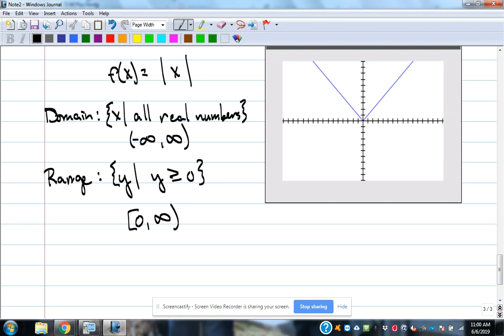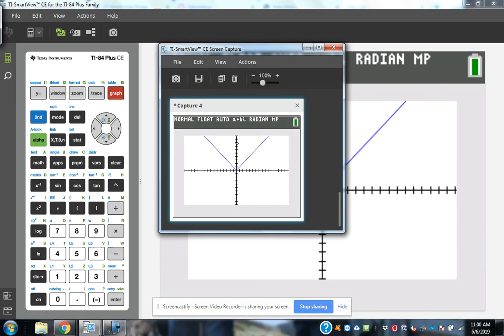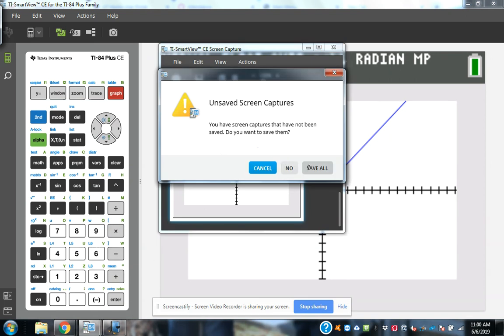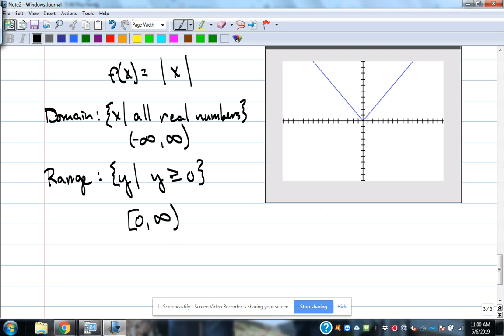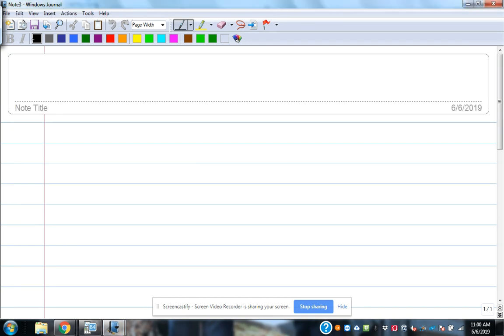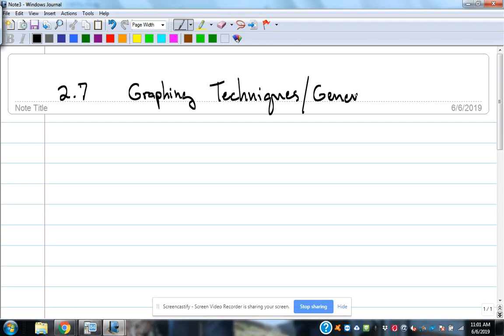Let us move on to 2.7, which is a little bit more of a theory type thing, but it's pretty easy to do. All right, so we're going to talk about graphing techniques, and we'll call them generalizations.